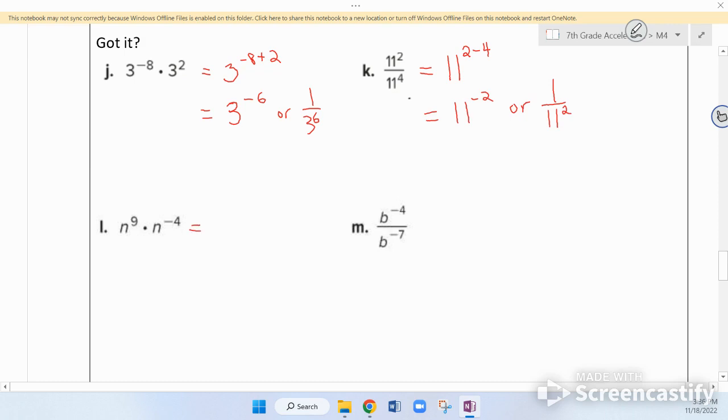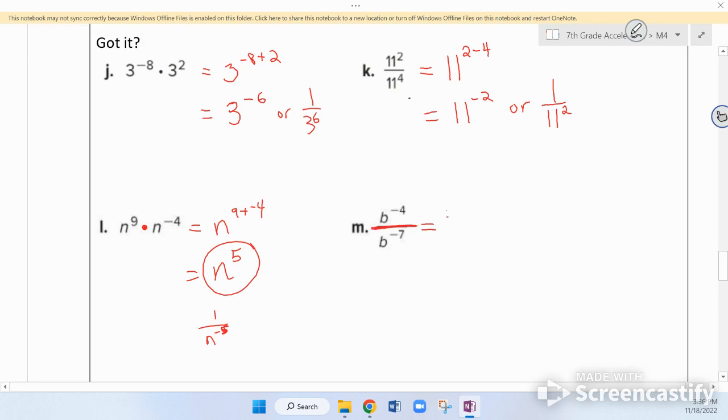Next one, we got product of powers. So we're going to add the exponents, 9 plus -4. And that gives us 9 to the 5th. No need to rewrite it in any other way, although if you wanted to, 1 over n to the -5. But usually we don't go to the negatives. Usually we turn negatives into positives. Anyway, here we go. Last one.